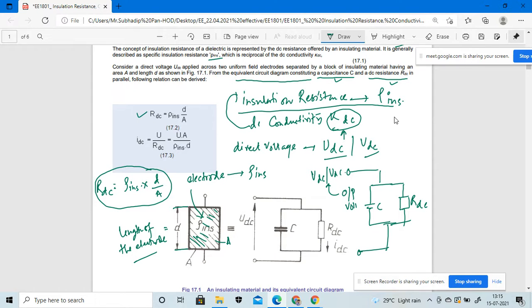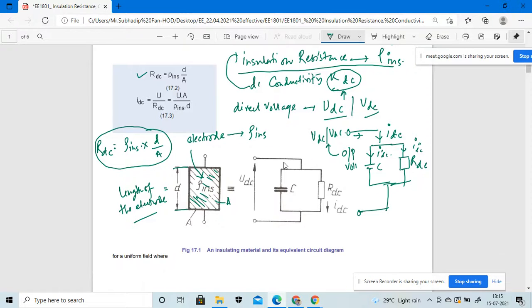Whenever we are charging this particular section, suppose the current IDC flows across this portion, it will be distributed accordingly. So I dash current and I double dash current will be distributed according to the superposition theorem, according to the particular circuit section. So what will be my IDC when we are charging my equivalent circuit?